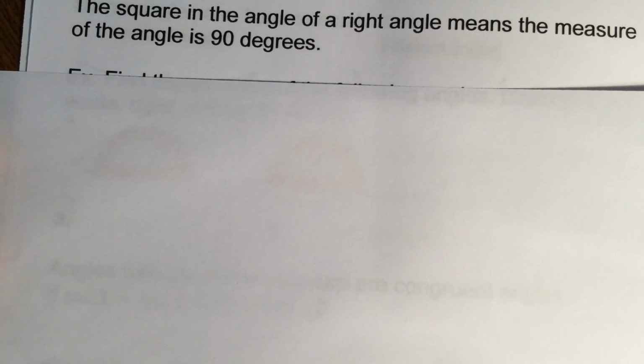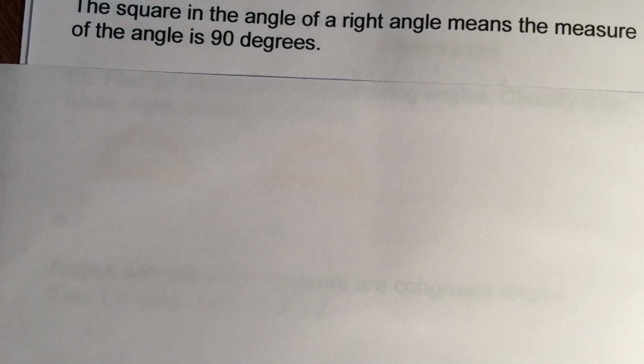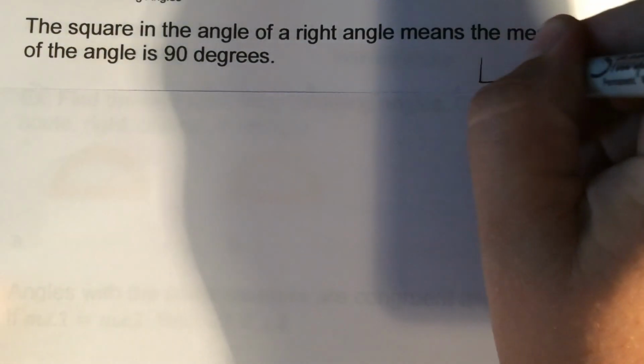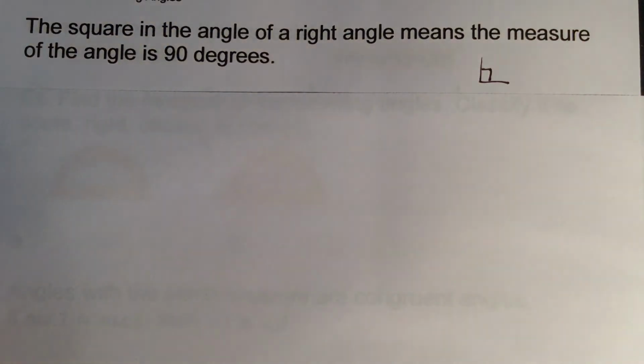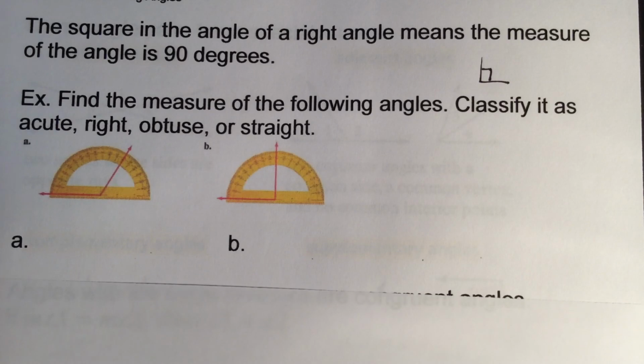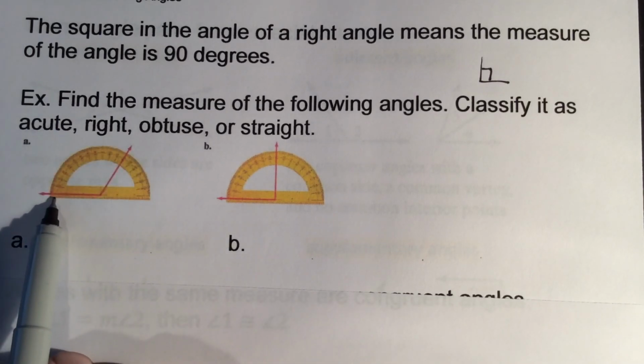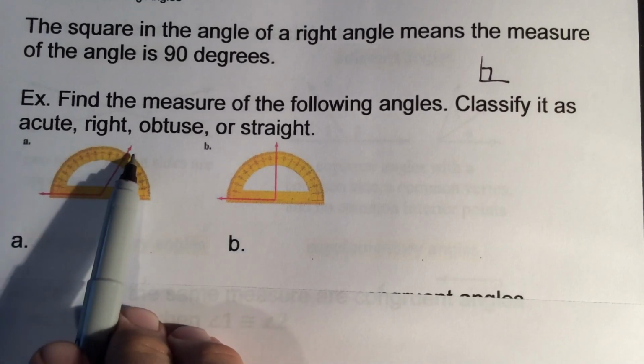Now, that little square in the angle means that it's a 90-degree angle. So when you see it like this, that means a 90-degree angle. It's a right angle. So it has to have that in order to be a right angle. So if we look at this, here would be our protractor. We always line it up with 0 on the one end, and then we measure around to where we are.